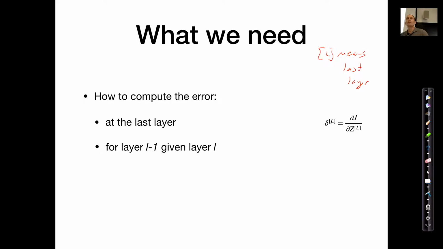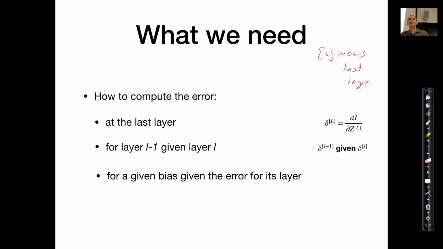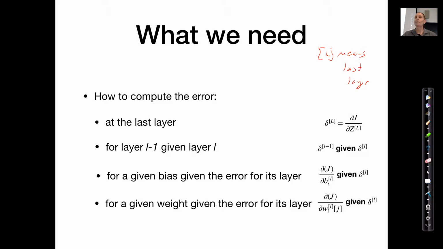And then, if we have that loss, we can look at the loss for the previous layer. And if we have a bias at a particular layer, then we want to find the derivative of our loss function with respect to that particular bias given the loss for that layer. And then finally, a weight. So if we can do all this, then we're able to do our gradient descent and find our partial derivatives for every one of our weights and biases.